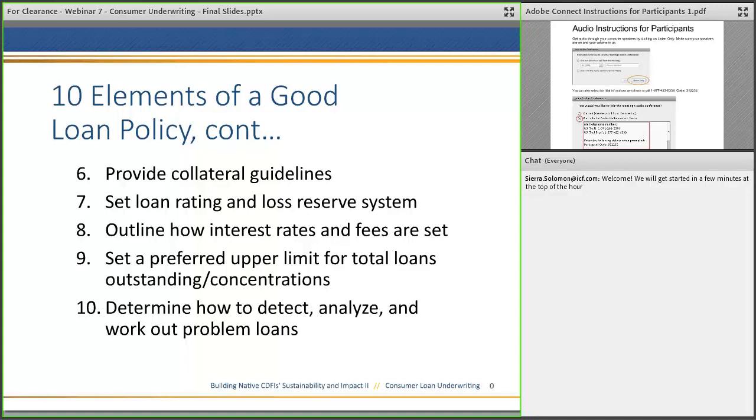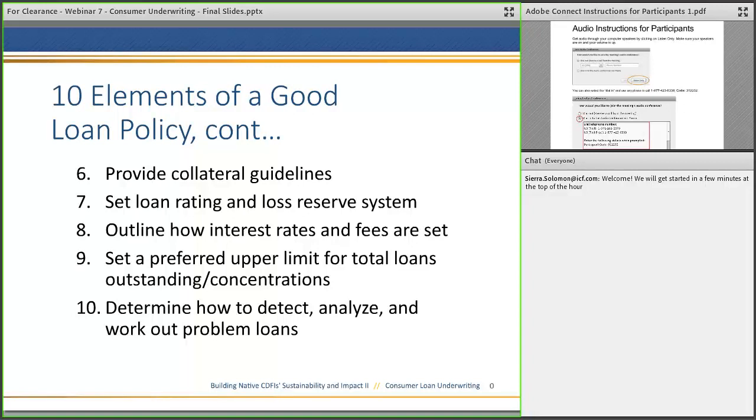And then number 10, the last element. I want to be a little bit clear here: there could be more elements to your loan policy. These are just the 10 that are really required, the must-haves in your loan policy.